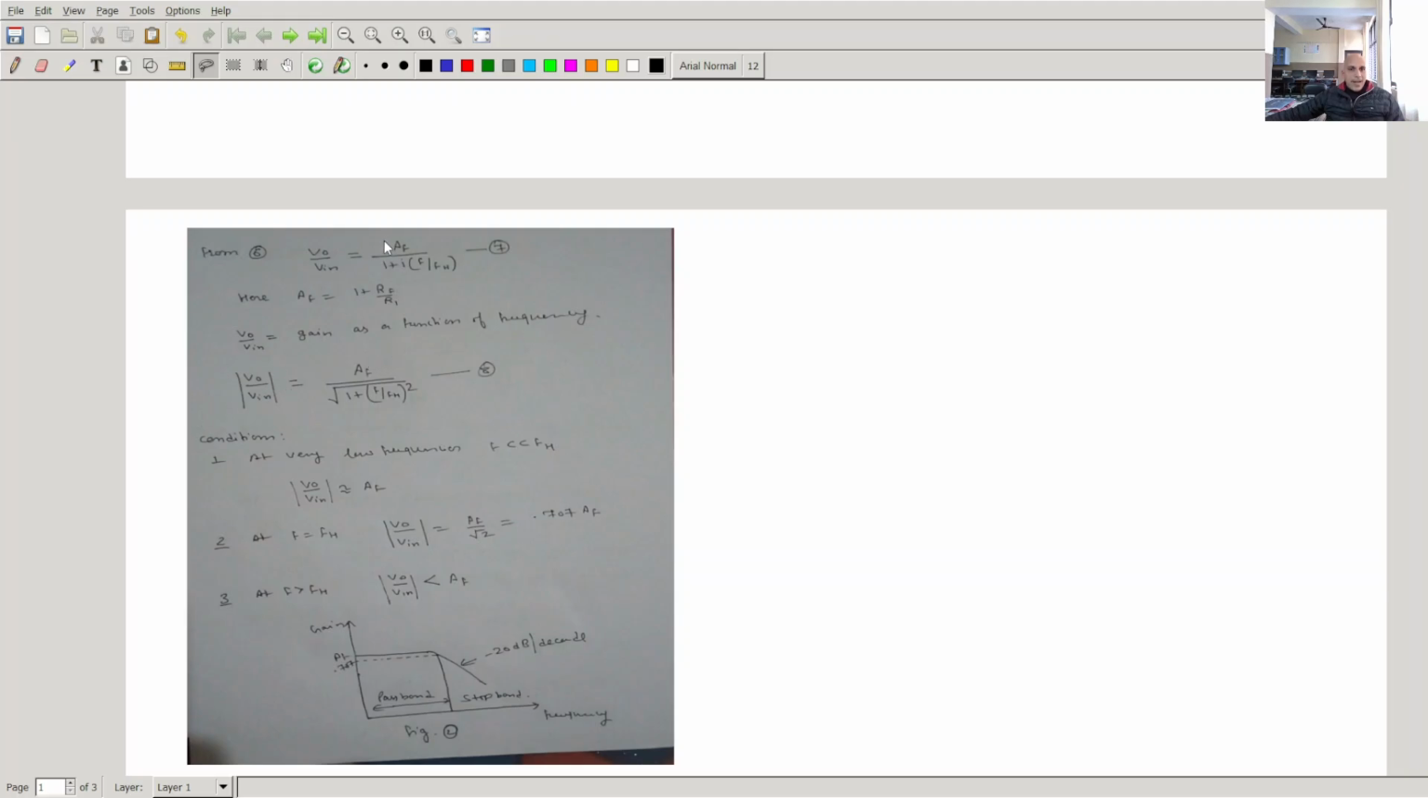So if I take the magnitude of this equation, because this expression is in the complex form, clear? So V output upon V input magnitude, this will give you AF upon 1 plus iota F upon FH.